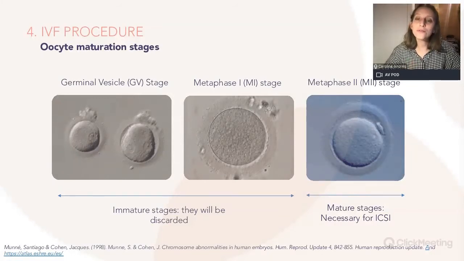But we will also find other oocytes that have different morphological aspects that tell us that they are immature and therefore that we cannot use for the treatment. Therefore, they will be discarded and cannot be used.